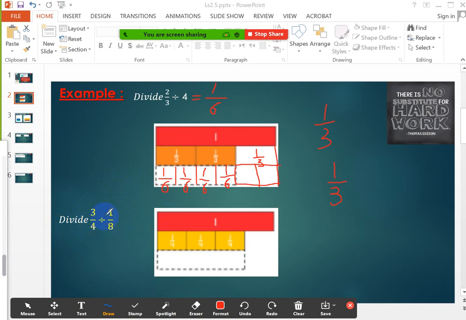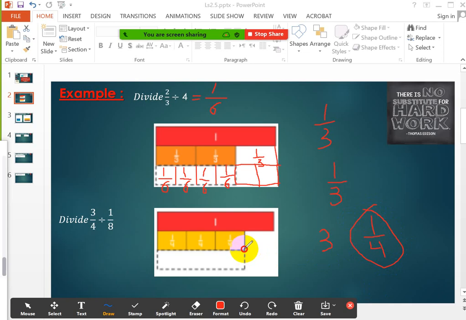3 over 4 divided by 1 over 8. Another example. But here, I will divide a fraction by a fraction, not by a whole number. So how will I find the answer? Look, you know that 3 over 4 is 3 parts of 1 over 4, right? The unit fraction is 1 over 4.